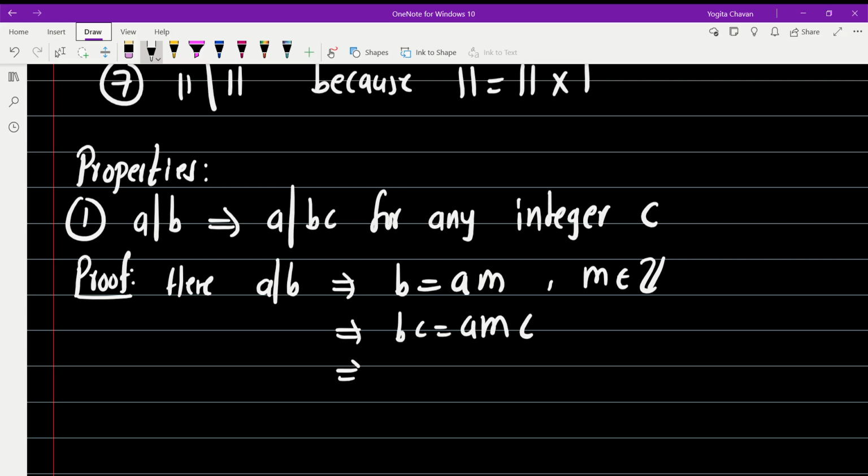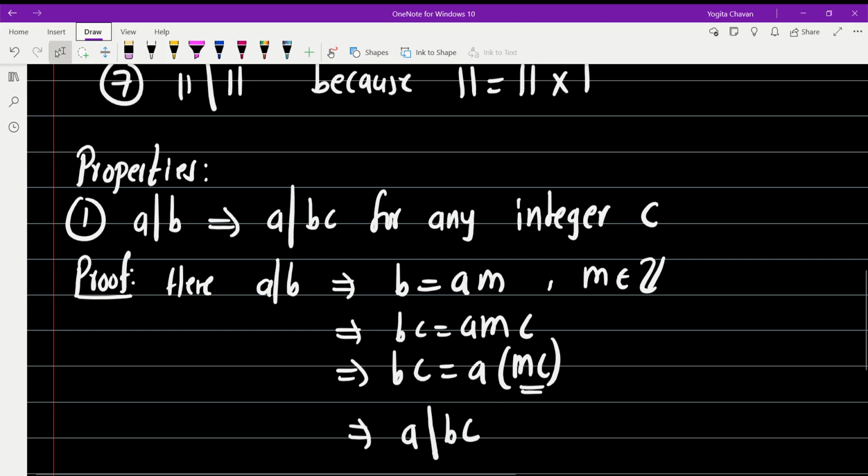So this implies BC is equal to A into m into C. Here m is an integer, C is an integer, so m into C is also an integer. So this product BC is equal to A into some integer. This implies, by the definition of divisibility, A guaranteed divides BC.